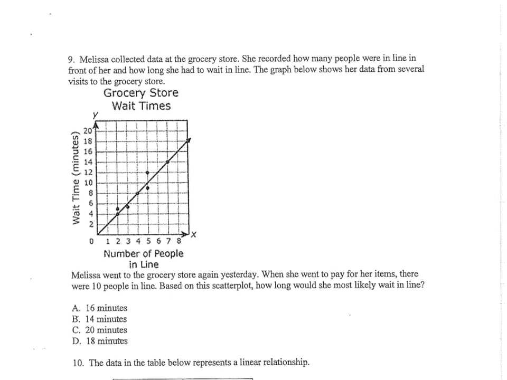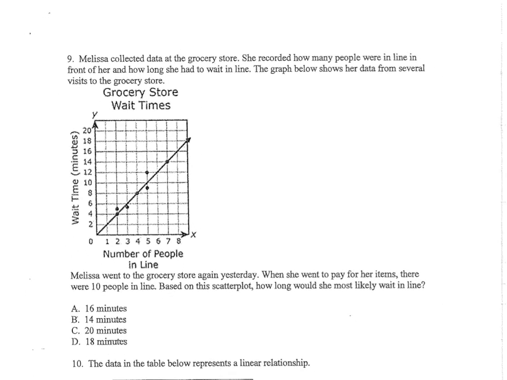Number 9. It says Melissa collected data at a grocery store. She must be bored. She recorded how many people were in line in front of her and how long she had to wait in line. The graph below shows the data from several visits to the grocery store.